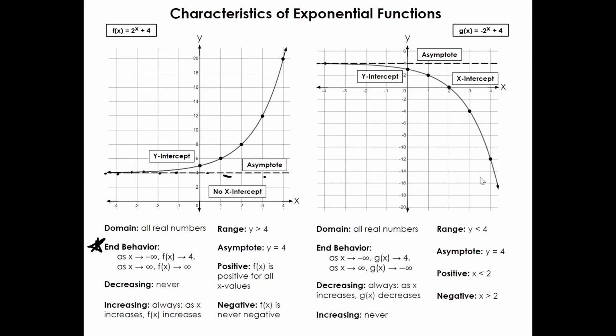Now, we could have something like this. This is still an exponential function. This is still growing, but it's a reflection. I need you to look right here. If you see a negative out front, that means that it's reflecting. Okay. Now, this is still considered growth, but it's just a reflection. Okay.